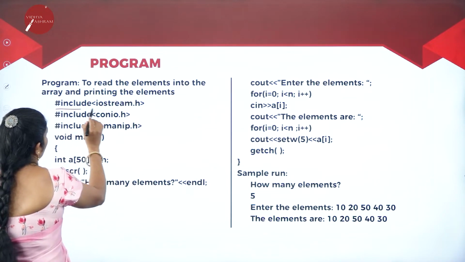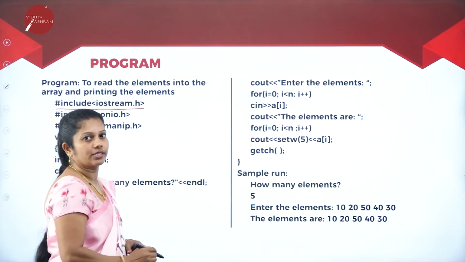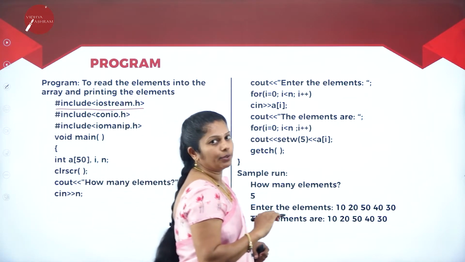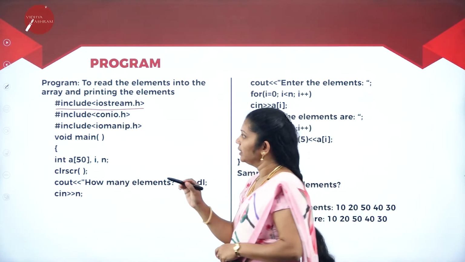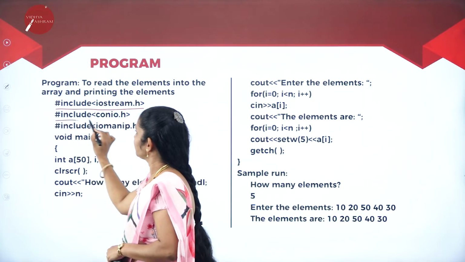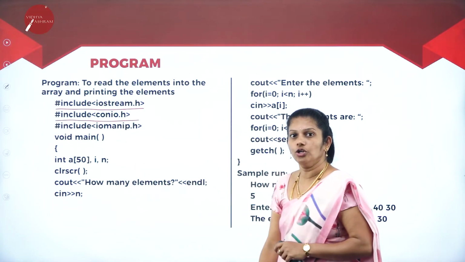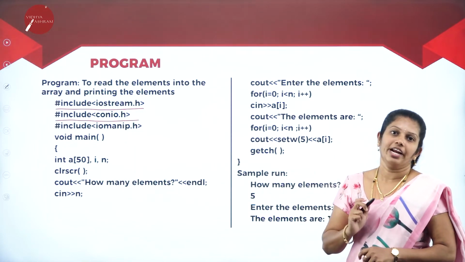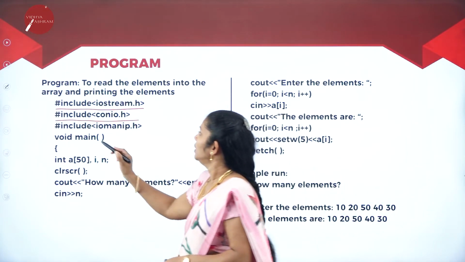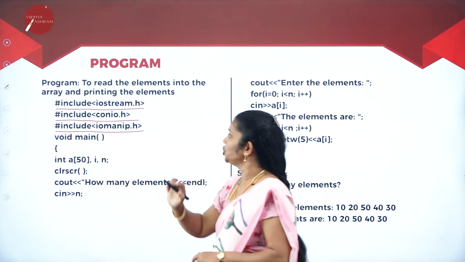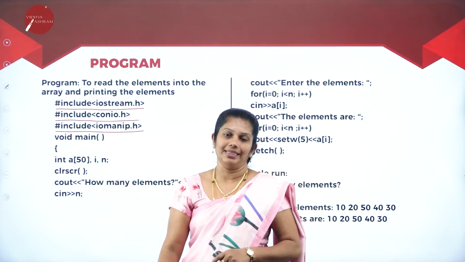First, we are starting with #include <iostream.h>. This is a supporting header file for cin as well as the cout function. Then the next header file, #include <conio.h>. This is a supporting header file for clrscr as well as the getch function. And the next header file, #include <iomanip.h>.